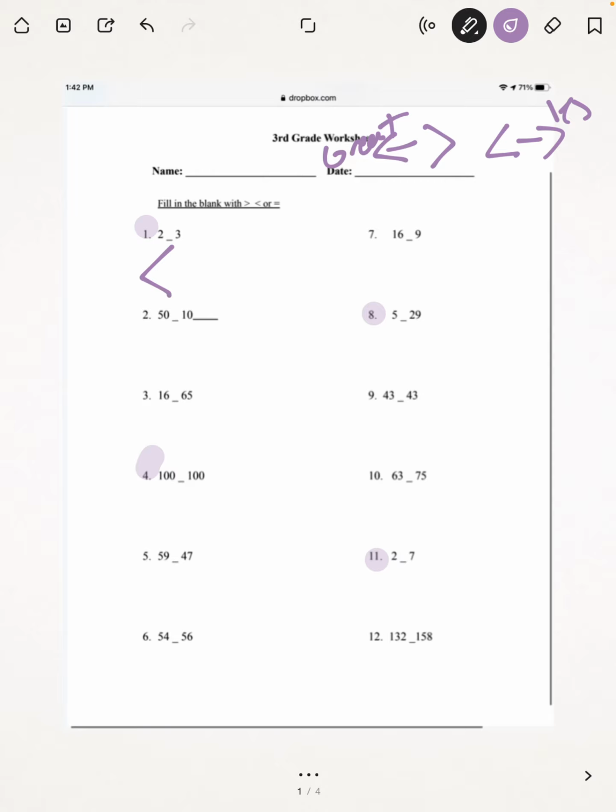100 is equal to 100 because they're both 100 numbers away from 0. So this one would be equal. 5 and 29. 29 is greater because it's further away from 0. It's 29 numbers away. 2 and 7. 2 is less than 7 because it's closer to 0, and 7 is further away from 0. So like this.